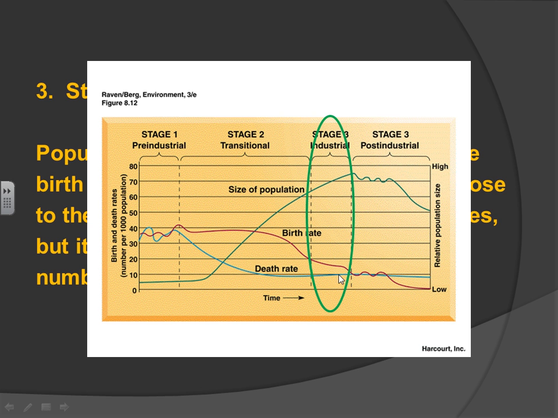The death rates are already low due to improved conditions. However, look up here at this line. This is the population size. Because of what happened in the previous stage, you still have high birth rates, or high population size.